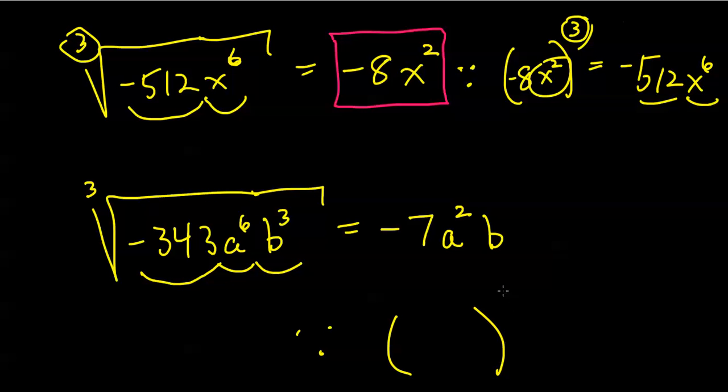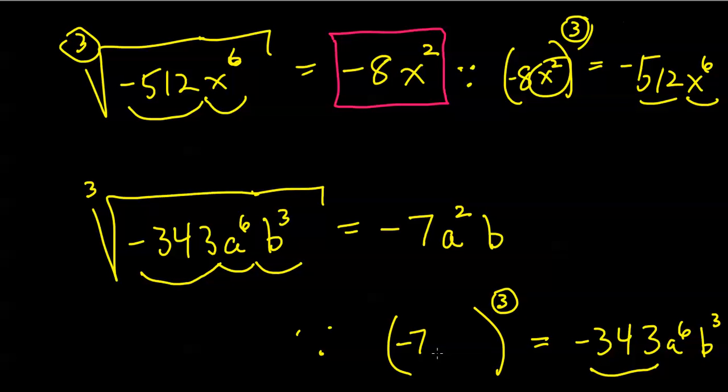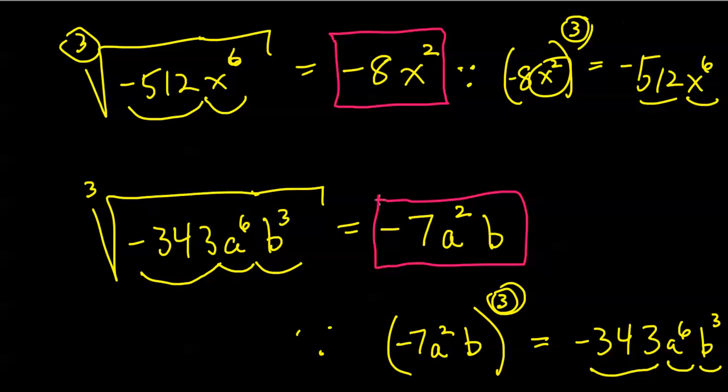What quantity do I raise to the third power to get minus 343 a to the 6th b cubed? Well, I claim minus 7 cubed is negative 343. A squared cubed is a to the 6th power. And b cubed is b cubed, is it not? So my final answer for this simplification would be minus 7a squared b.